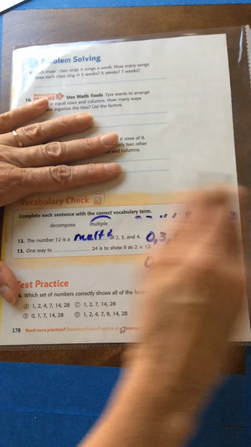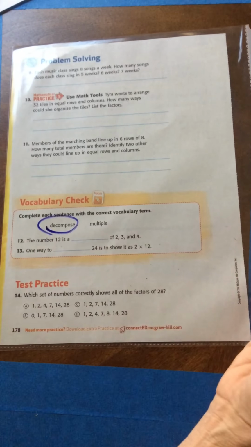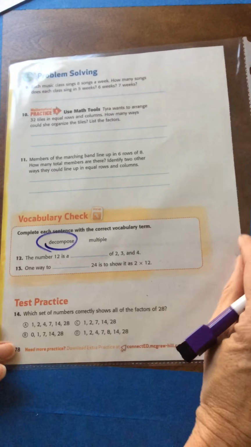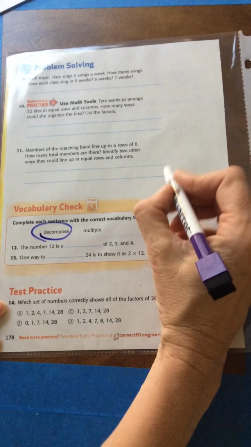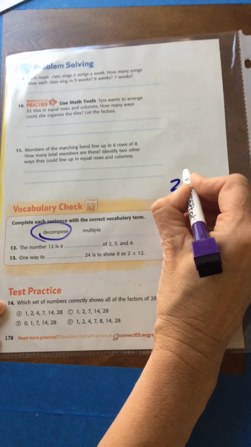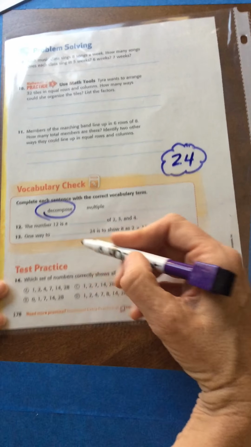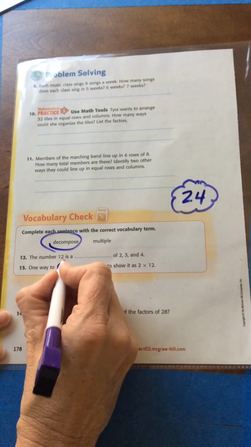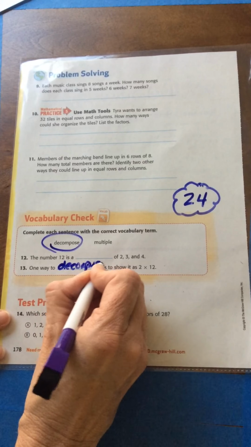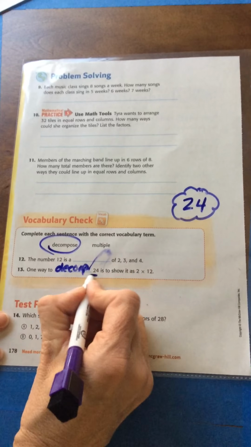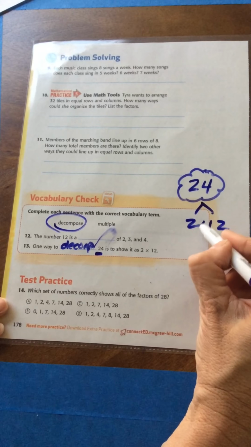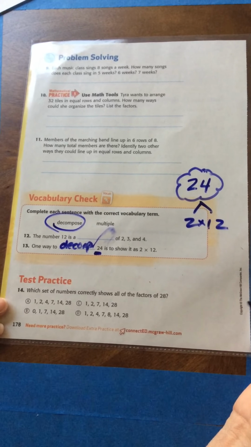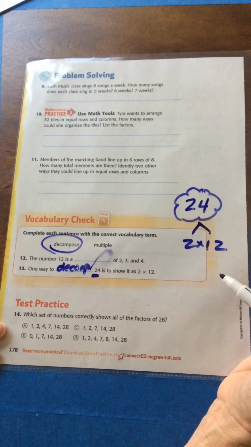Okay? Now, the other vocabulary word is decompose. Decompose is also a scientific word that we use. Basically, it means to break things down. And when we look at numbers, we can break them down, right? We have the number 24 here. And one way to decompose 24 is to show it as 2 times 12. So we've broken it down and we say 2 times 12 gets us to 24.